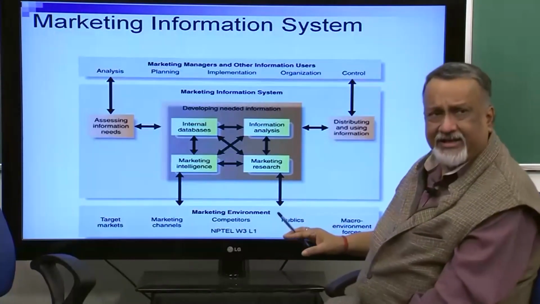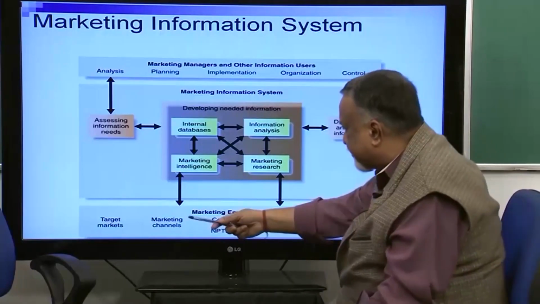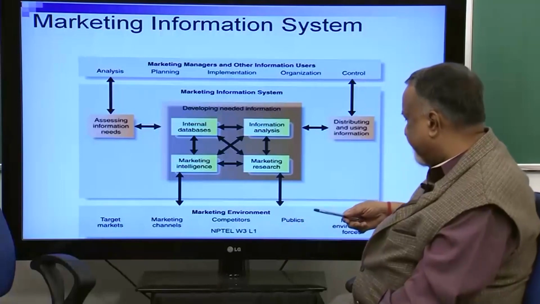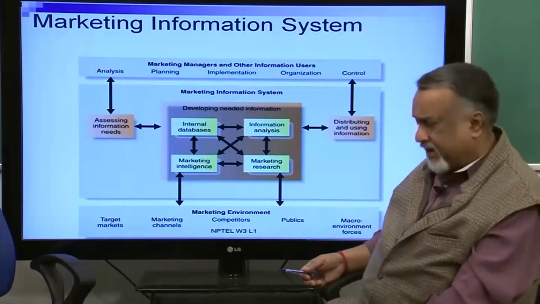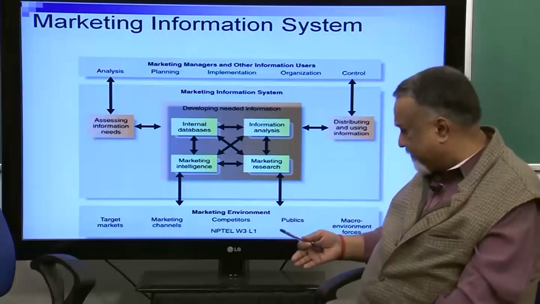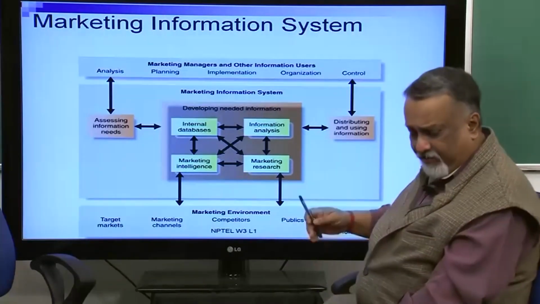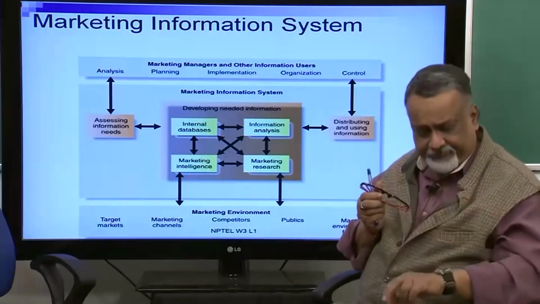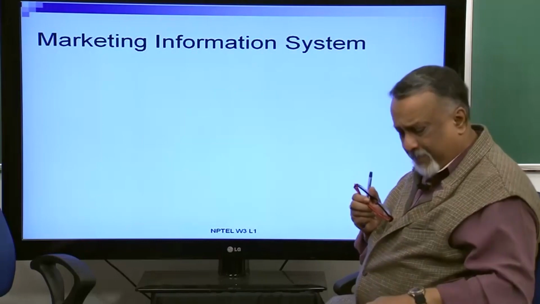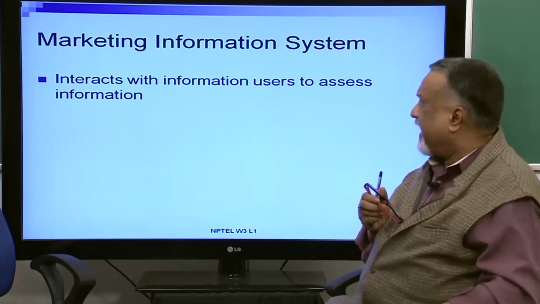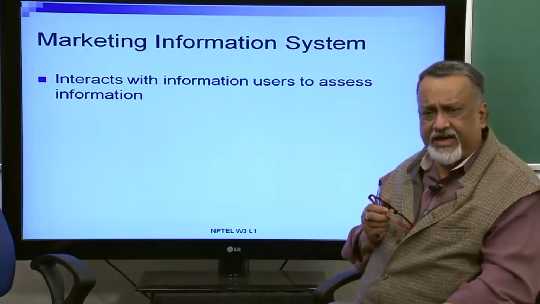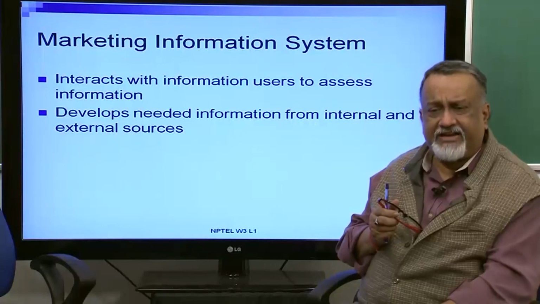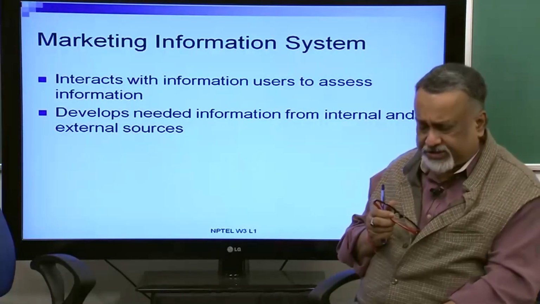The data gathering sources are of course the market itself and your channel partners, study of your competitors, public sources, newspapers, magazines, other media, and of course, the overall macro environment forces need to be kept in perspective. So, a marketing information system therefore interacts with information users to assess information needs, develops needed information from internal and external sources.